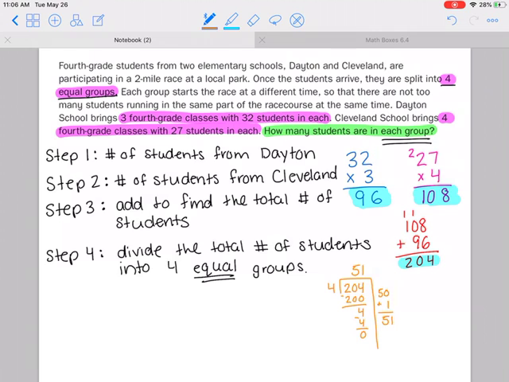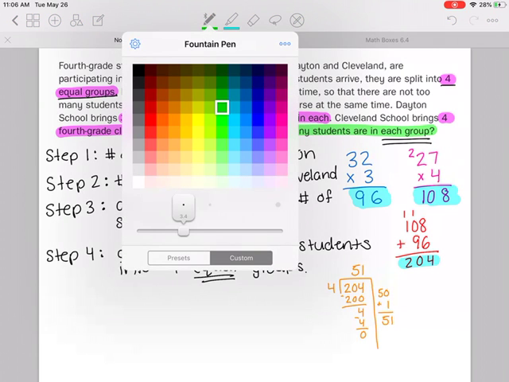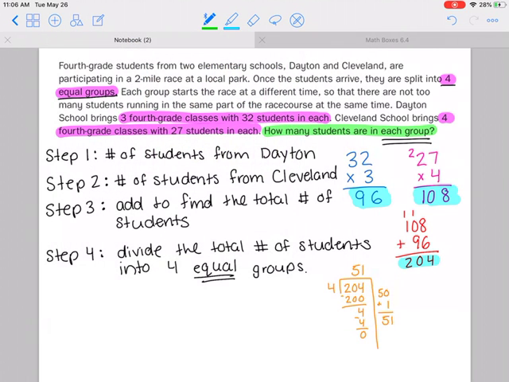So now I can solve. I'm going to change my color to green to keep it consistent with how I highlighted the problem. Now I can solve. There are 51 students in each group.